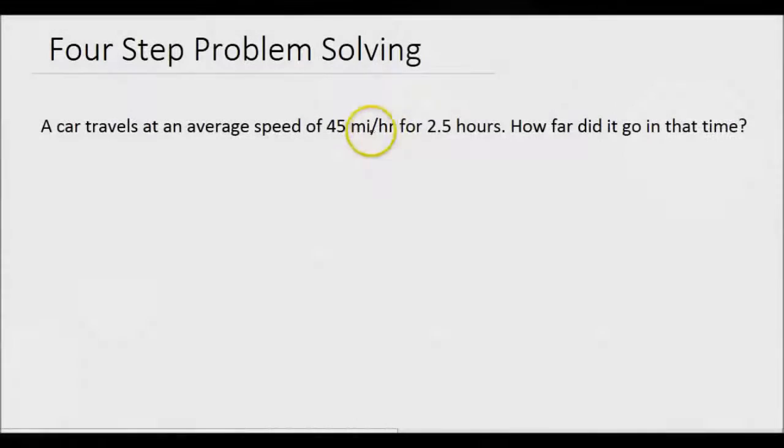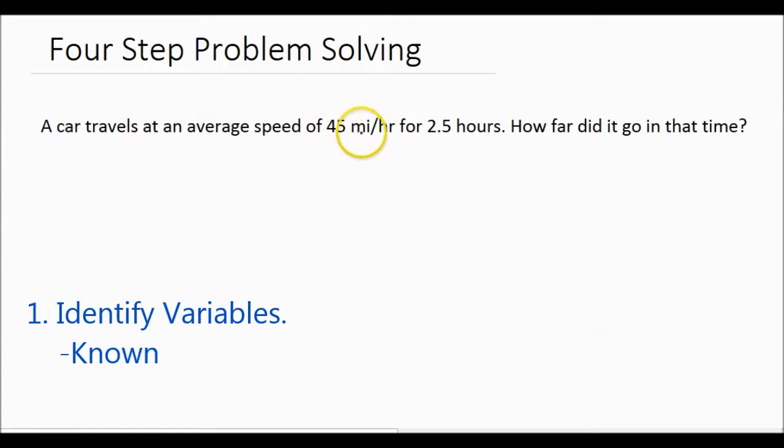The first thing we need to do is identify our variables. We have 45 miles an hour is our speed or velocity, and 2.5 hours is our time. So we write this down off to the left. V equals 45 miles per hour, and time is equal to 2.5 hours.